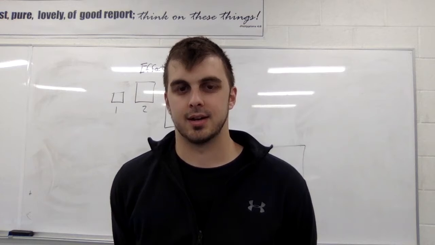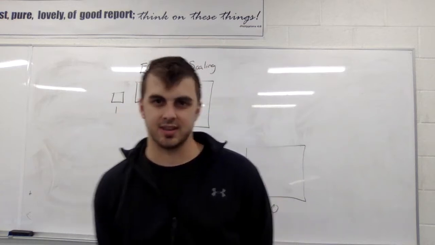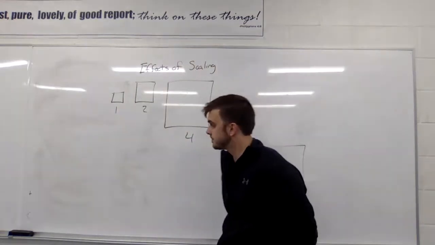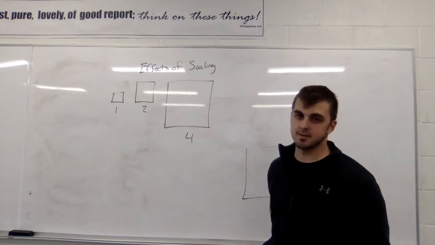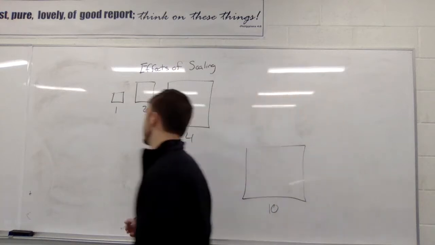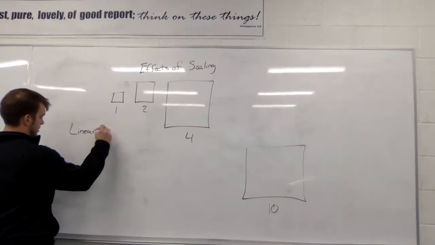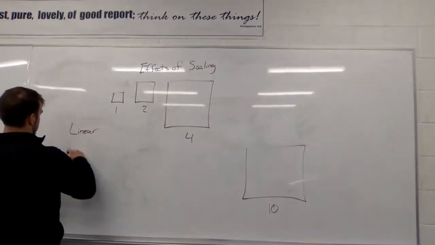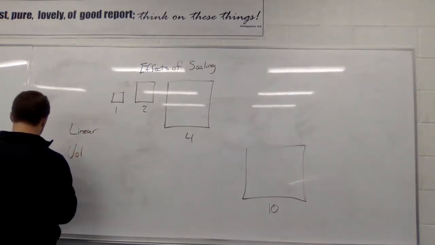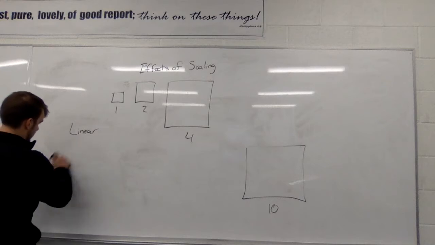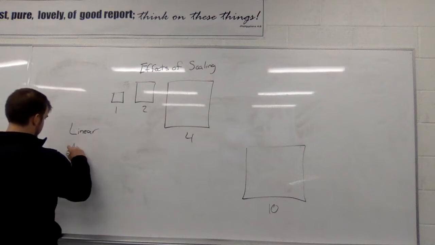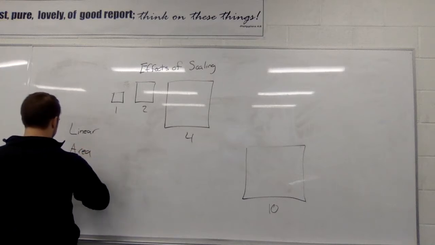So the effects of scaling on a shape. With dimensions, there's going to be three parts here. There's going to be just your regular linear, just your line measurements, your area, and then your volume.